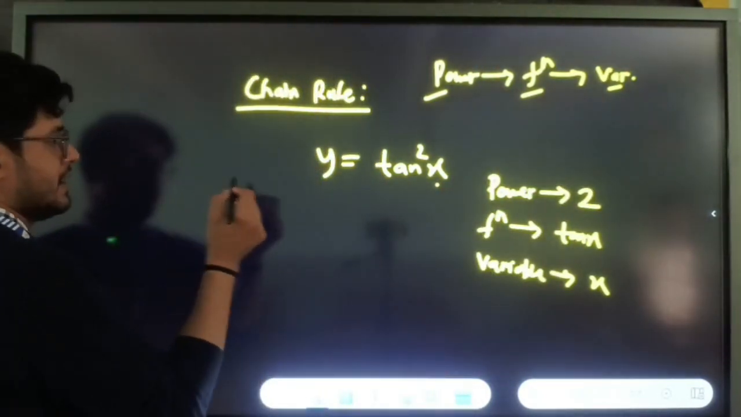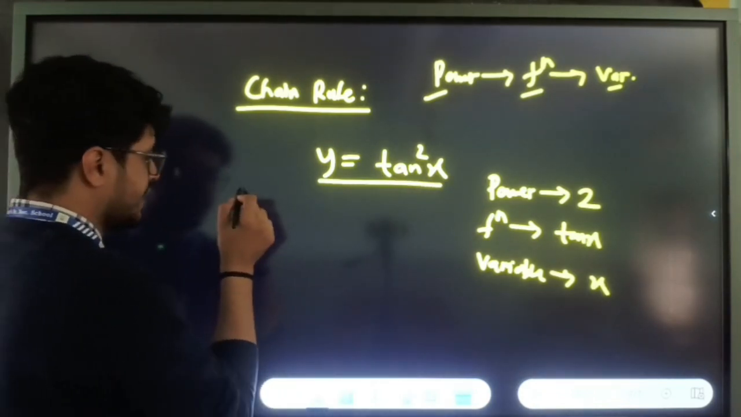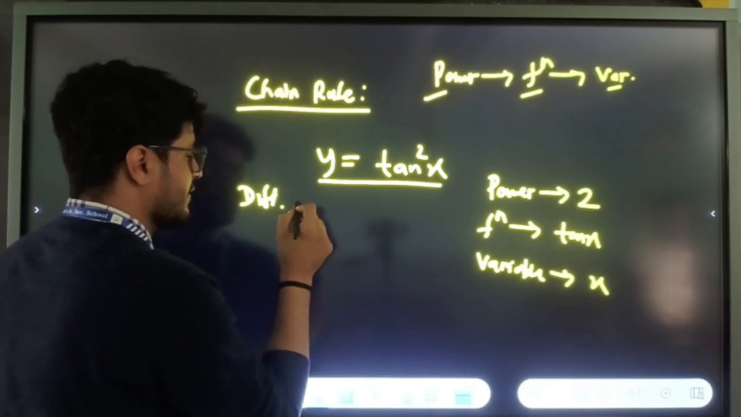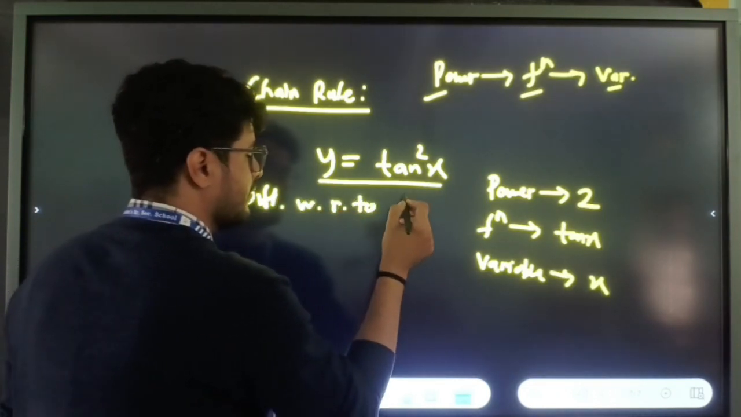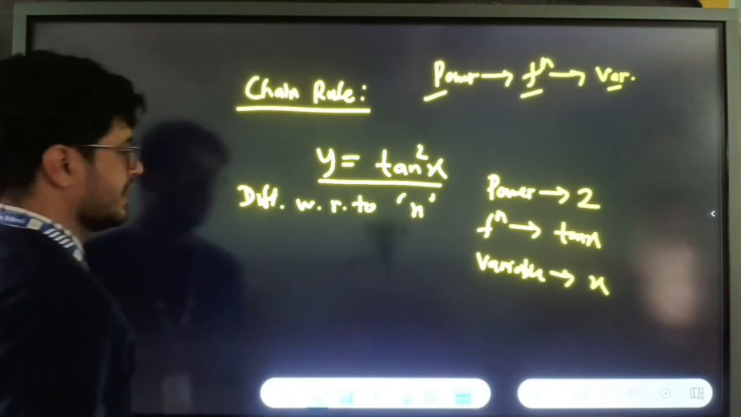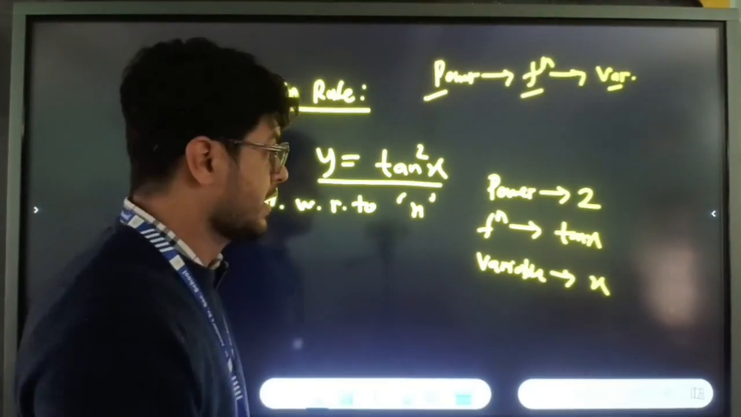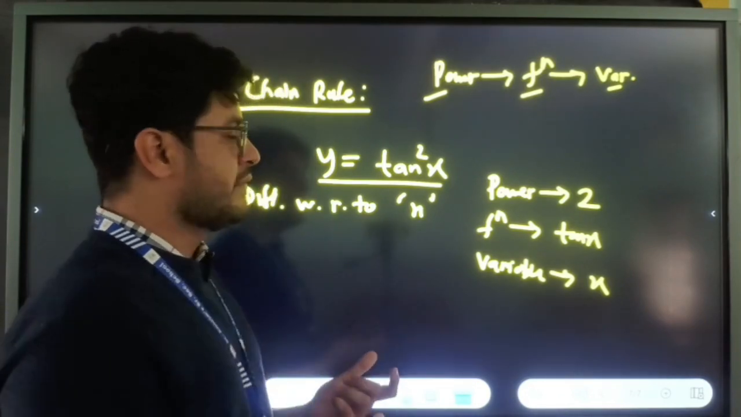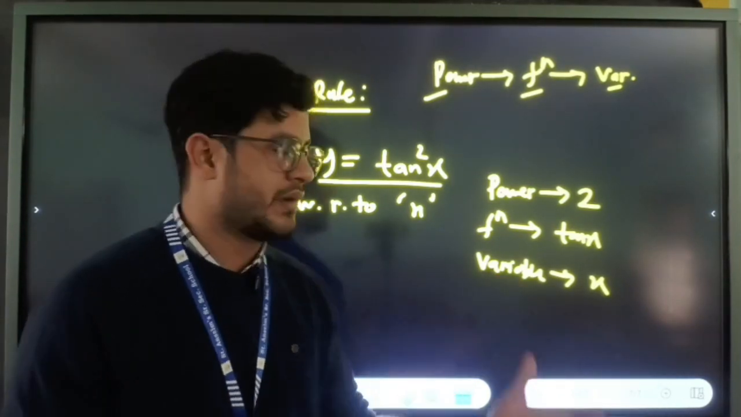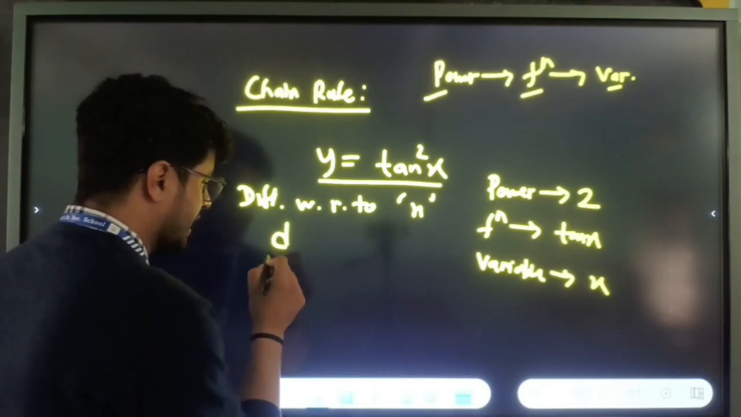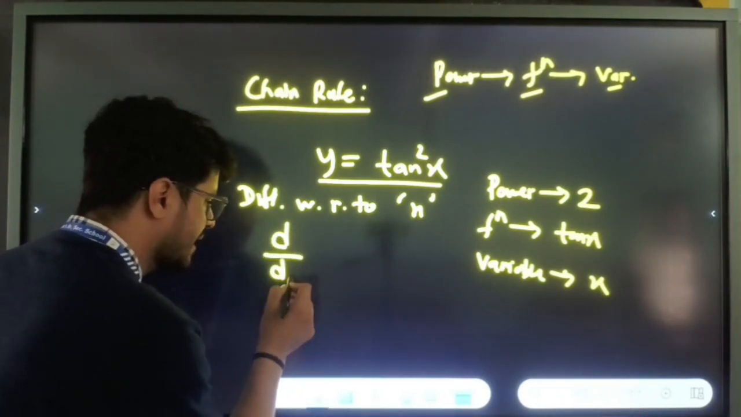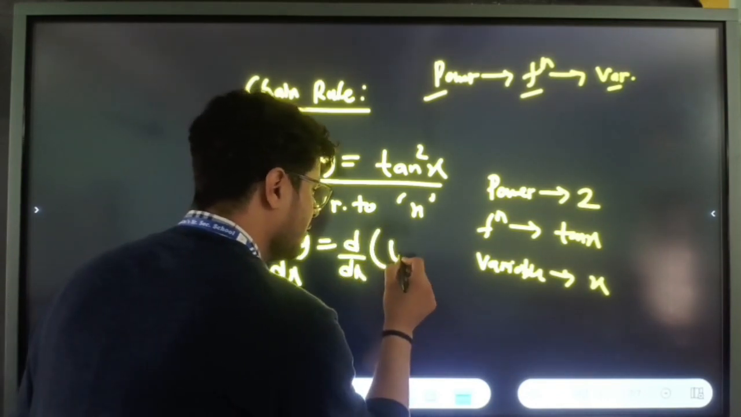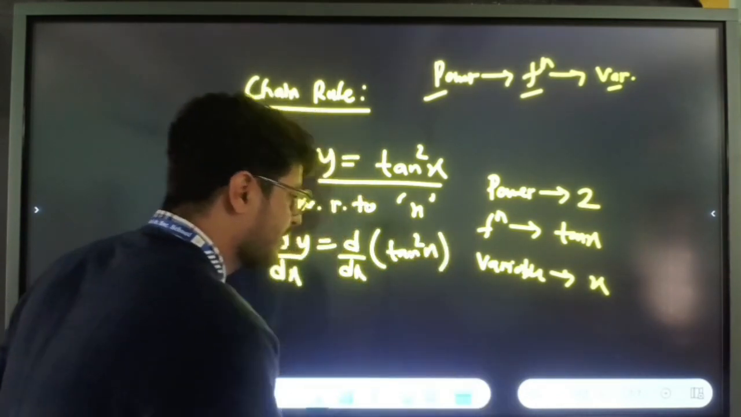Okay, so first we need to write the line "differentiation with respect to x" in short. This line is very important in board examinations. We need to write it because we need to mention which variable we are finding the derivative with respect to. That is very important. So derivative with respect to x means d by dx of y and d by dx of tan square x.